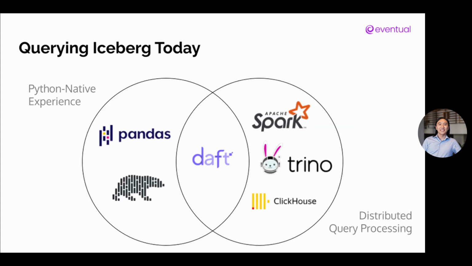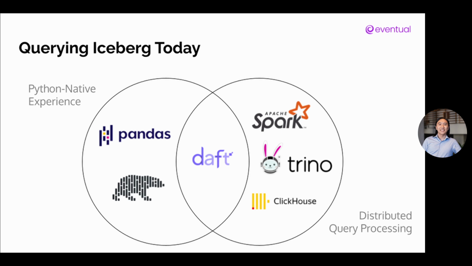So the landscape of Iceberg looks like this today if you want to query Iceberg. On one side are the engines that can do distributed querying, things like Spark and Trino and ClickHouse. They allow you to do querying of Iceberg tables at scale, allow you to do a lot of great analytics workflows with all of the data that you have.